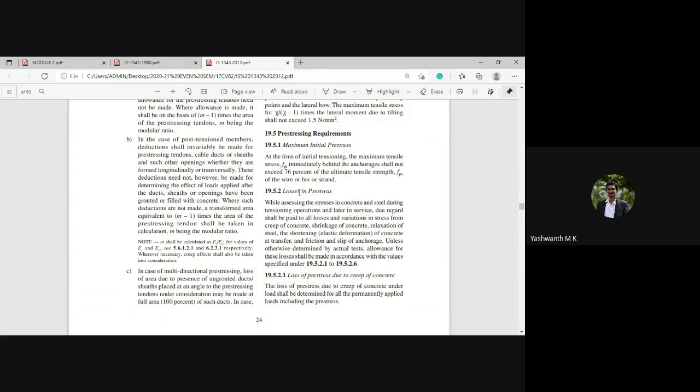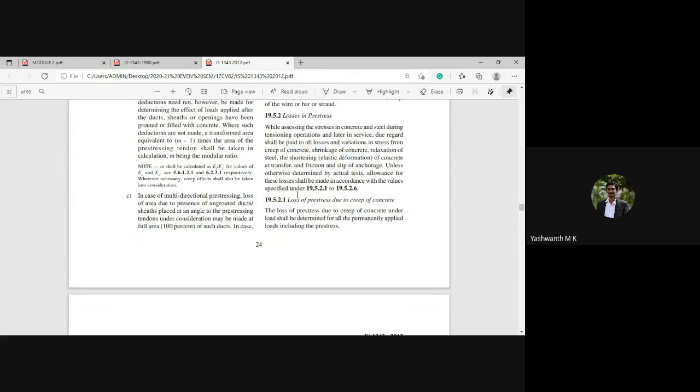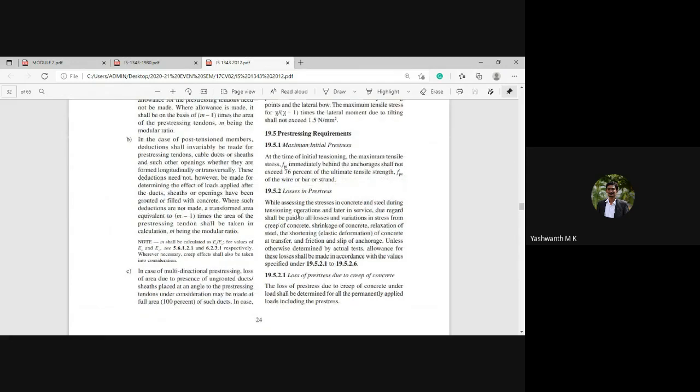Next, coming to the losses in pre-stress. This is the topic which I wanted to discuss in today's session, because in the last session we discussed the loss of pre-stress, the different types of loss of pre-stress. But today I'm going to discuss the losses in pre-stress, preferably as per IS 1343 2012.